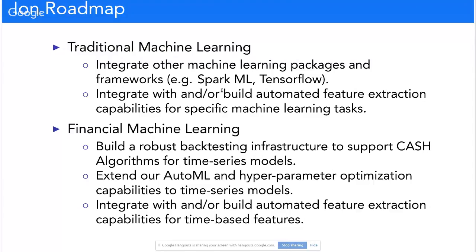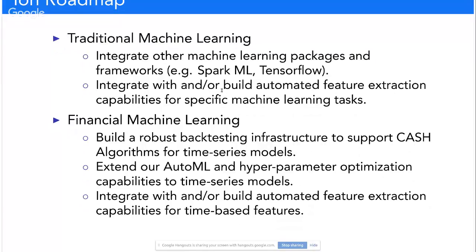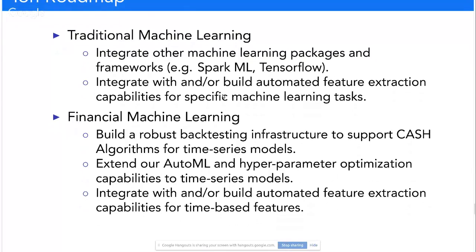On the financial machine learning side, we're working on building out the infrastructure to do the sampling of time series correctly, which will then enable us to extend our AutoML and hyperparameter optimization algorithms to time series models. And then, of course, the next step for financial time series, we still have that issue of automated feature extraction and building time-based features, just like we have for traditional machine learning.